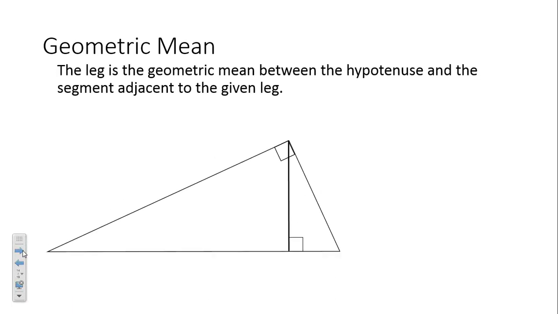Not only is the altitude the geometric mean between the two segments, but the leg is also the geometric mean between the portion that is adjacent to it and the whole hypotenuse. The leg is the geometric mean between the segment that is adjacent to it, that's next to it, and the whole hypotenuse. Okay, so let's see how that works.